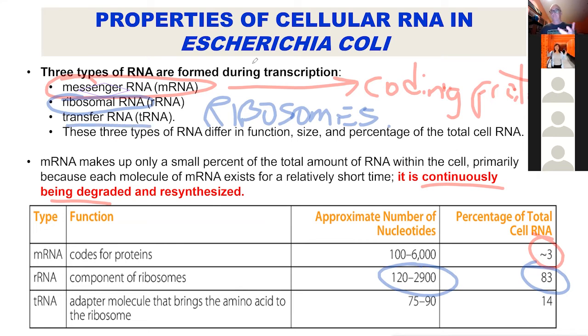Transfer RNA are also involved in making proteins. Transfer RNA, or tRNA, have amino acids attached to them, and they go into the ribosomes. And when the tRNA sequence matches up with the mRNA sequence, that's where the ribosome knows when to add that particular amino acid. So that's how that works. And I'll go into a little bit more detail on that in a minute.